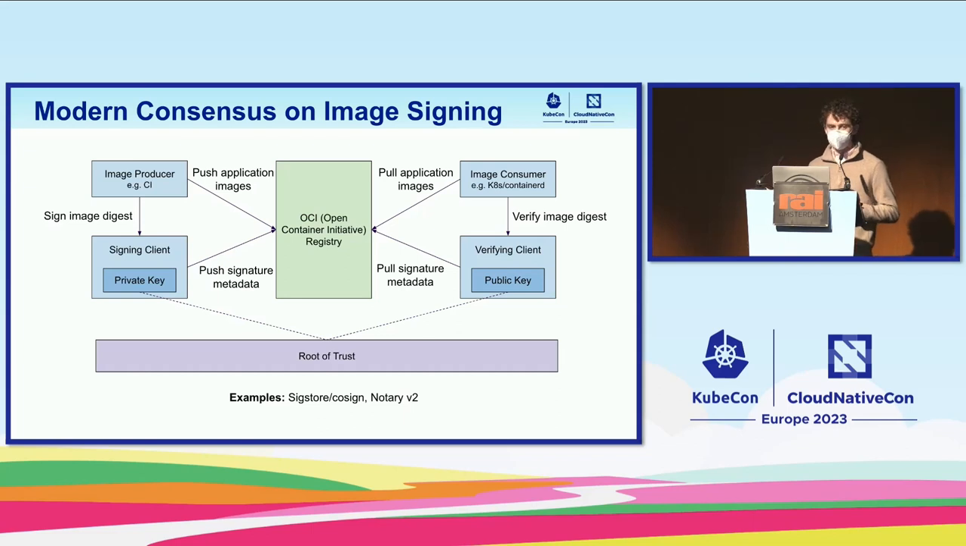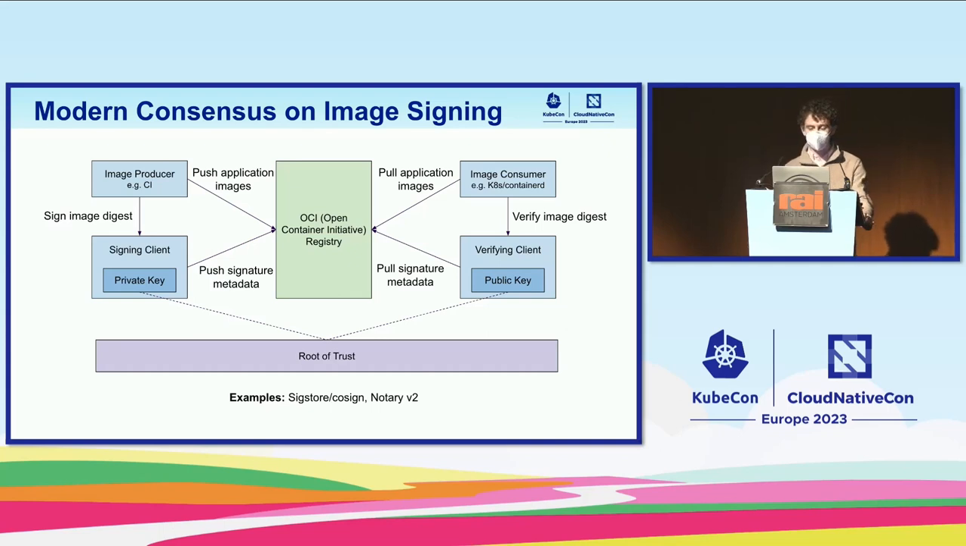The signing and verifying itself is achieved through public key cryptography. So the signing client uses a private key to generate a signature, and then a corresponding public key is used by the verifier to verify that signature. But the way in which you distribute public keys to the verifier is largely left to the implementer. There's really no standard root of trust to connect the signer to the verifier. And there probably never will be, because each organization is going to have its own threat model and its own preferred way of handling secrets.